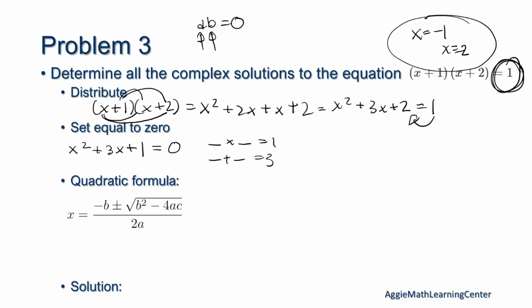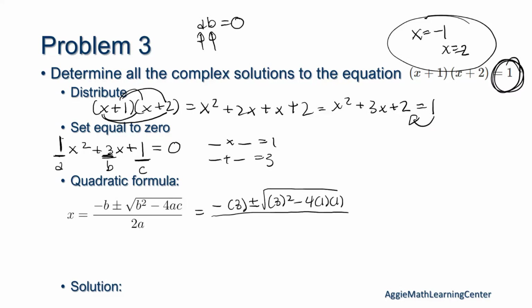Remember, this x squared has a coefficient of 1, so that 1 is going to be our a. This has a coefficient of 3, so that's going to be our b. And this has a coefficient of 1, so that's going to be our c. So we have x is equal to negative b, so negative 3, plus or minus the square root of 3 squared minus 4 times 1 times 1, all over 2 times 1. So we can simplify that.